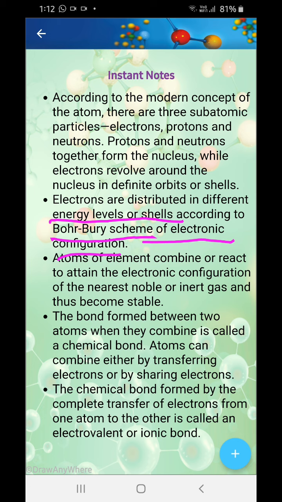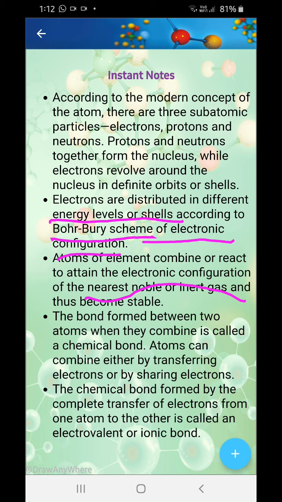Atoms of elements combine or react to attain the electronic configuration of the nearest noble or inert gas so that they become stable. If they do not get stability, they will always try to become stable. I'll tell you a story. So they always try to become stable by attaining the fixed electronic configuration of the nearest noble or inert gas. That's why they form compounds.